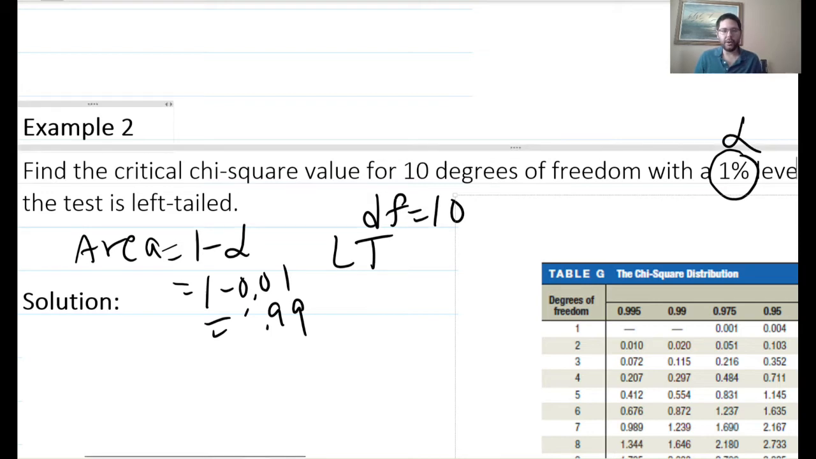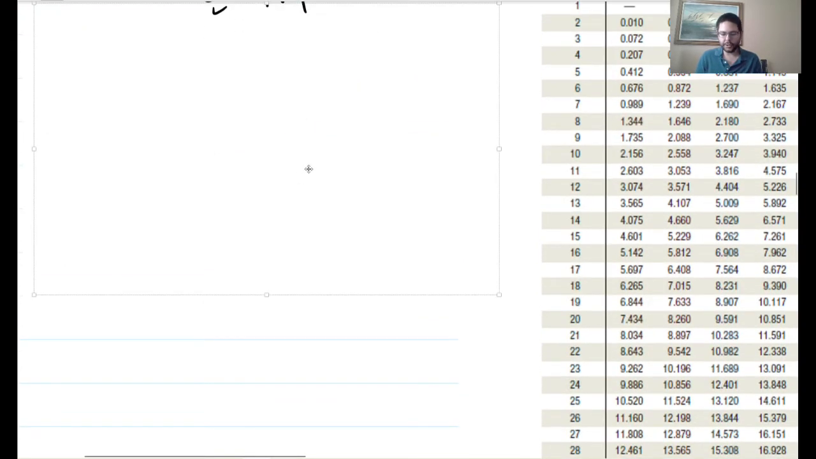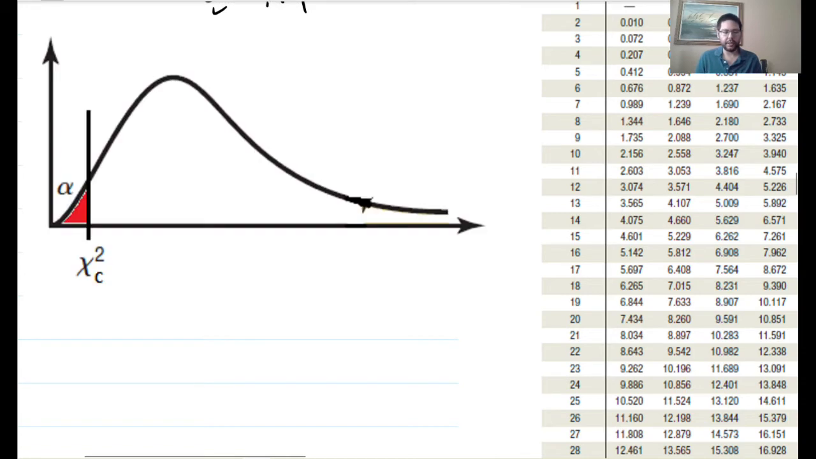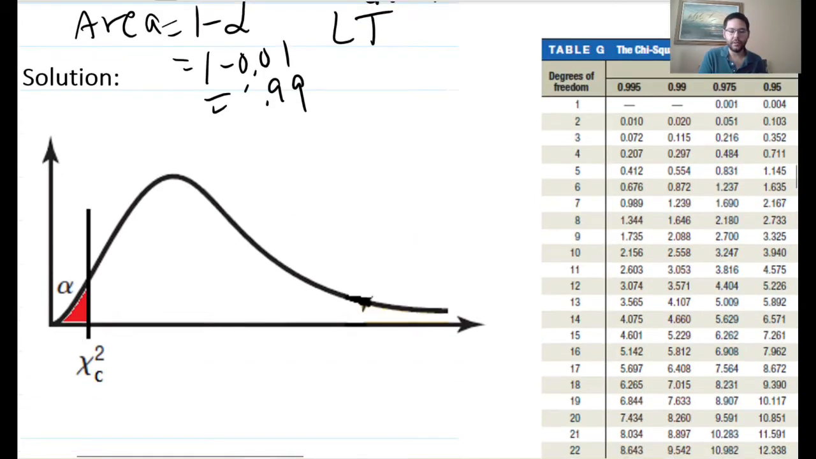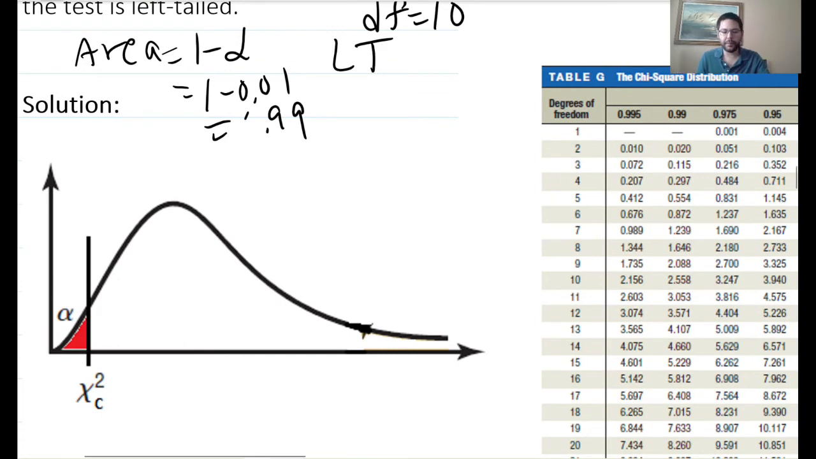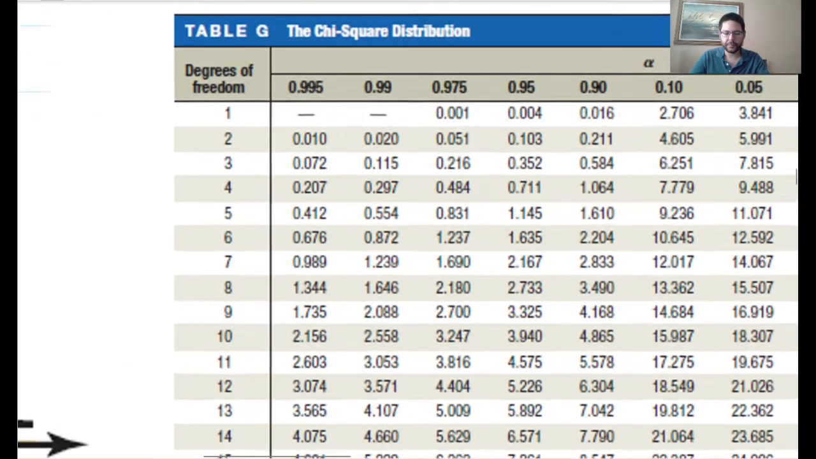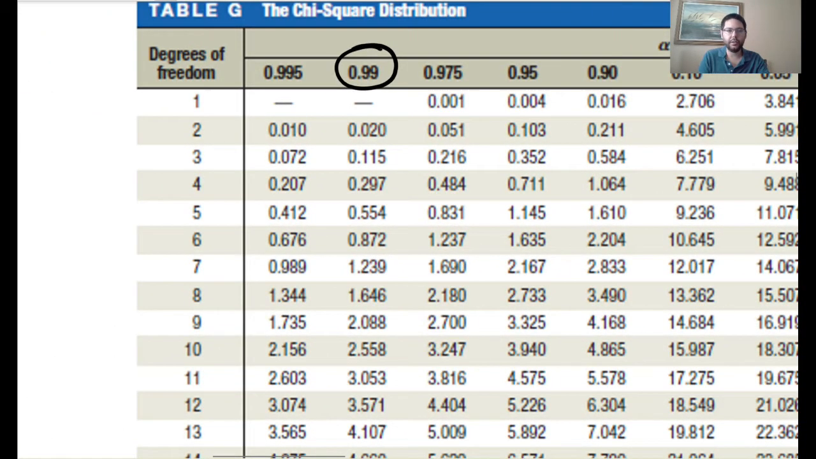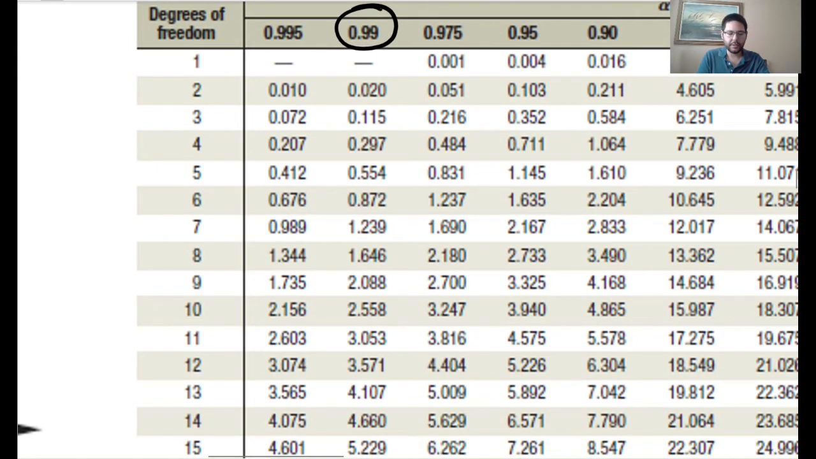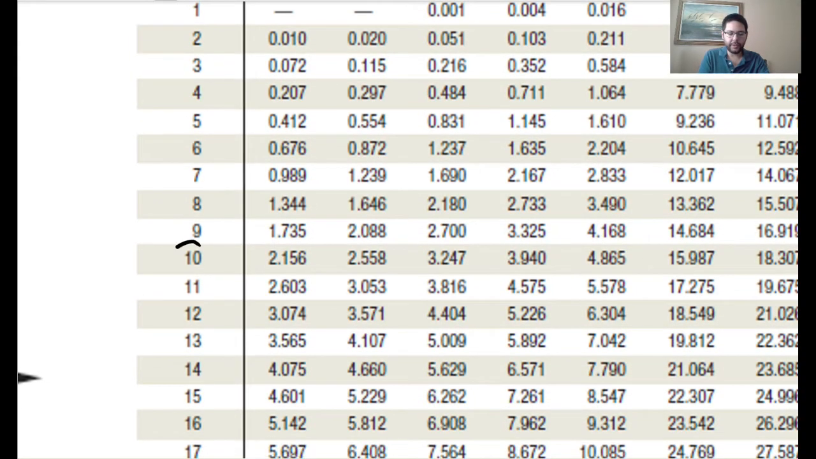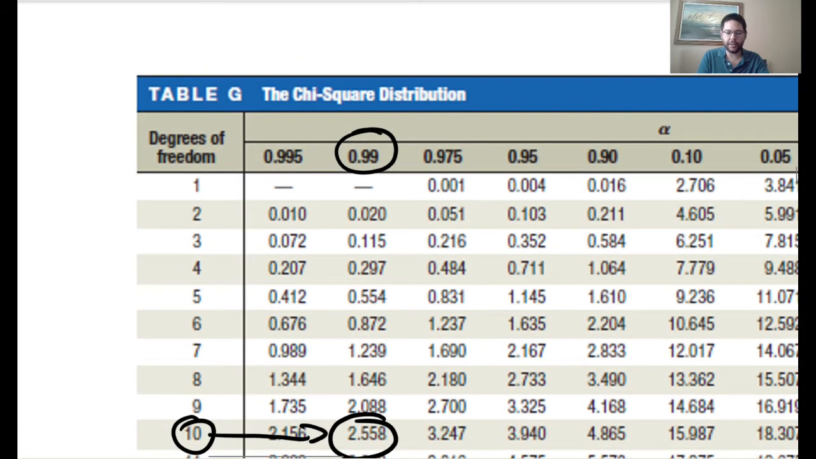But of course, we're going to draw our generic chi-square distribution. And then we're going to shade to the left, okay? So this is alpha, right? But we're going to look up 0.99 to get that actual value, okay? So we're going to look up 0.99 and it's 10 degrees of freedom. So it looks like our chi-square critical is 2.558 based off of the chart.